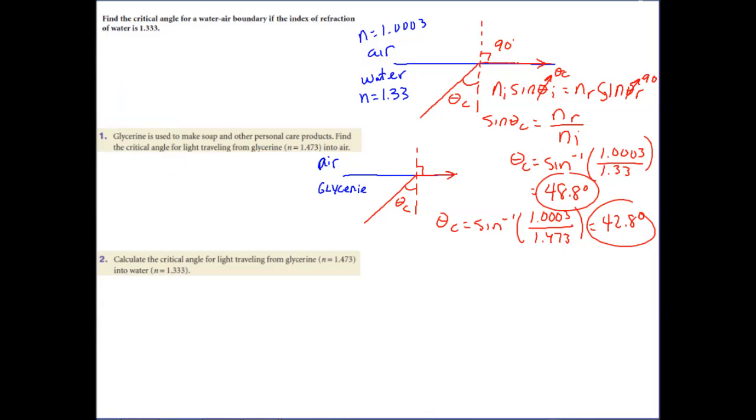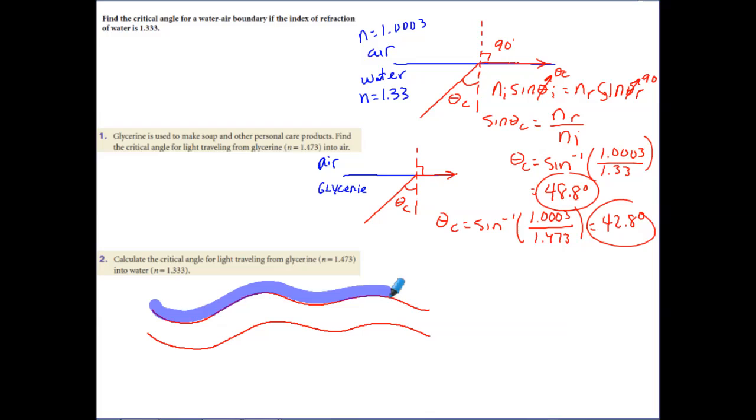Now imagine that we were making fiber optic cable out of glycerin and water. Probably not two substances that we would use here, but let's say that I had some sort of glycerin cable. Let's see if I can draw that so it looks pretty good. There we go. And for this particular example, maybe that glycerin is surrounded by water. So we have some sort of water medium on the outside of this. Okay, so water on both sides here.